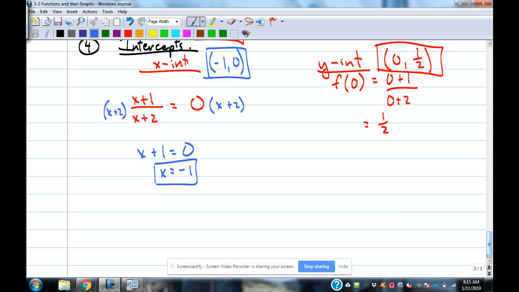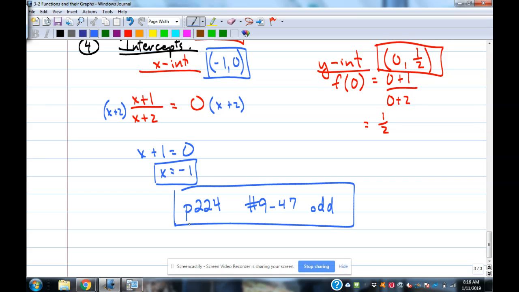All right, so that is the last example. We only did 2 examples. It doesn't take much for this section. So on page 224, 9 through 47, obviously I suggest the odd ones. Those are my suggested problems for this particular section. So that's what I want you to work on today.